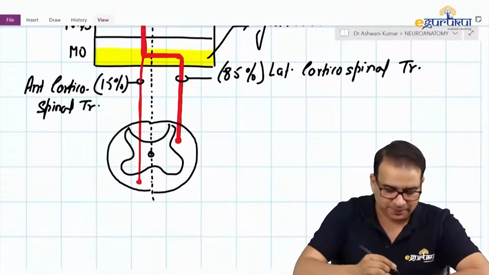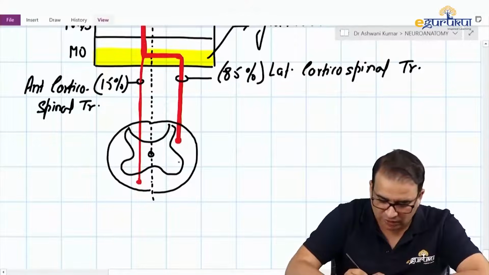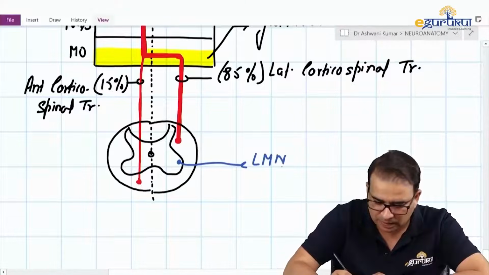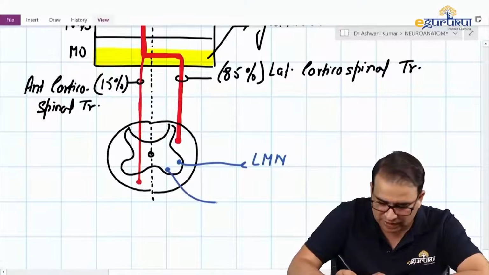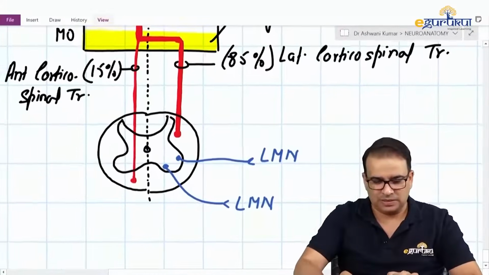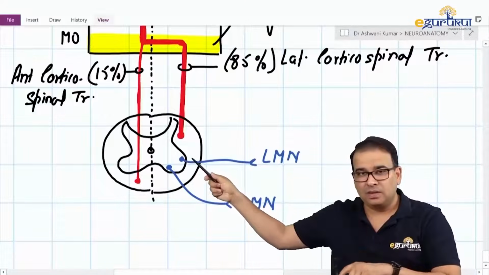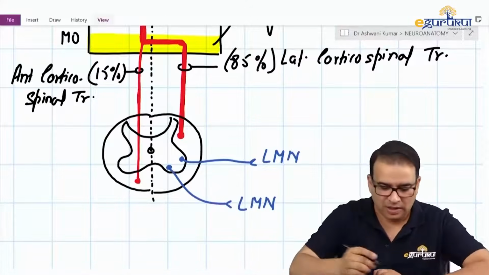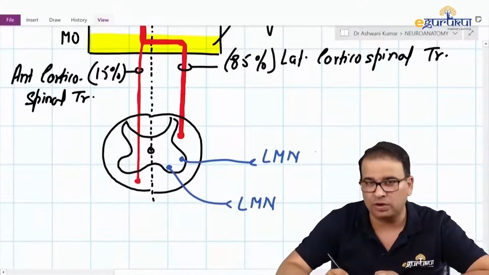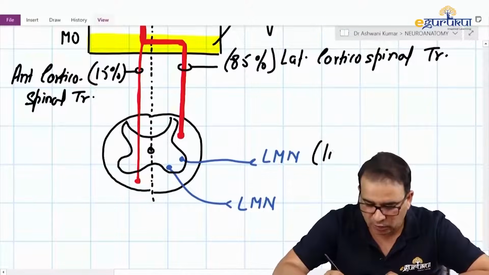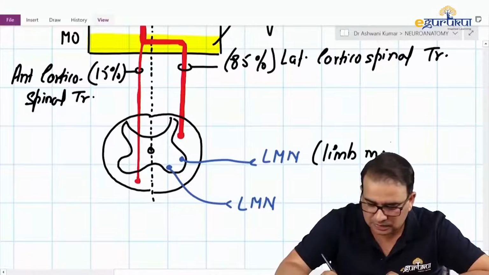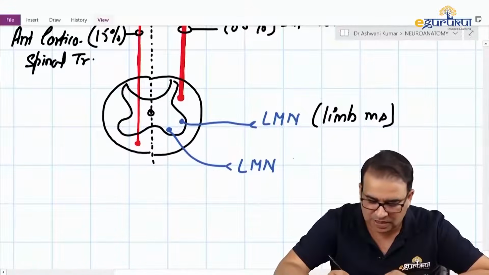See, you already know in the ventral horn, we have a lateral nucleus, and we have a lower motor neuron coming out from here. And we have a medial nucleus from where again a lower motor neuron will come out. Lower motor neuron from the lateral nucleus of the ventral horn, lower motor neuron from the medial nucleus of the ventral horn. And why am I marking this? Because the lower motor neuron coming from the lateral nucleus is going to supply limb muscles, whereas the one coming from the medial nucleus will be supplying the midline muscle or axial muscle.